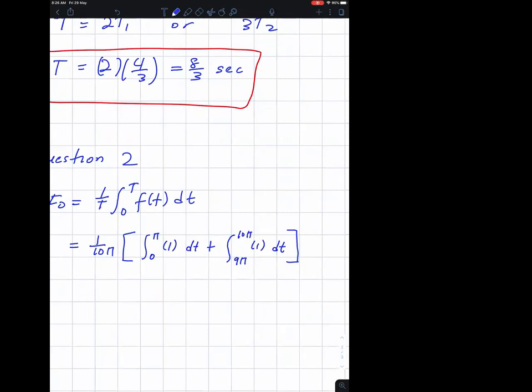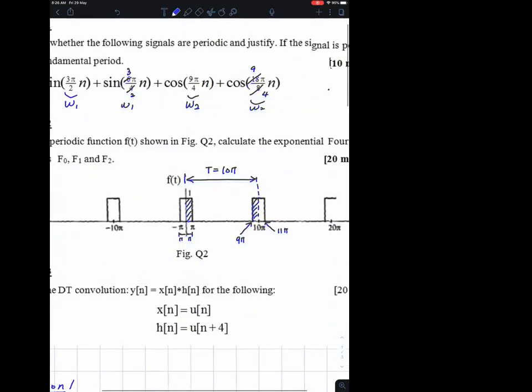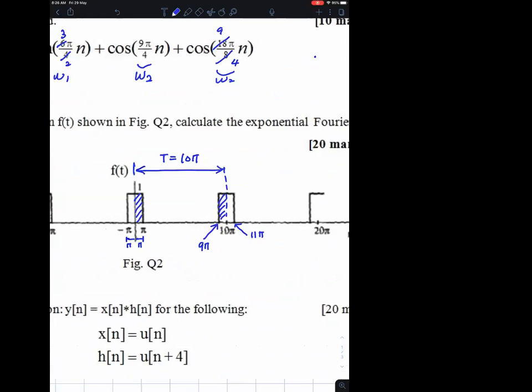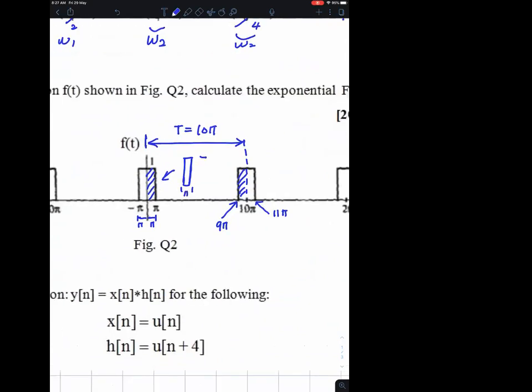Then you integrate. Either you can integrate or you can simply go here and see that integration is area under the curve. In this case, this part of this area is 1 times pi, right? It's a smaller piece of rectangle, which has a width pi and the height 1. So the area is 1 times pi.